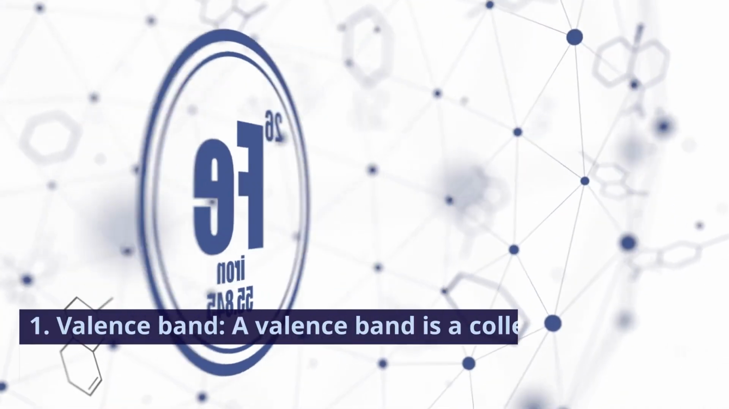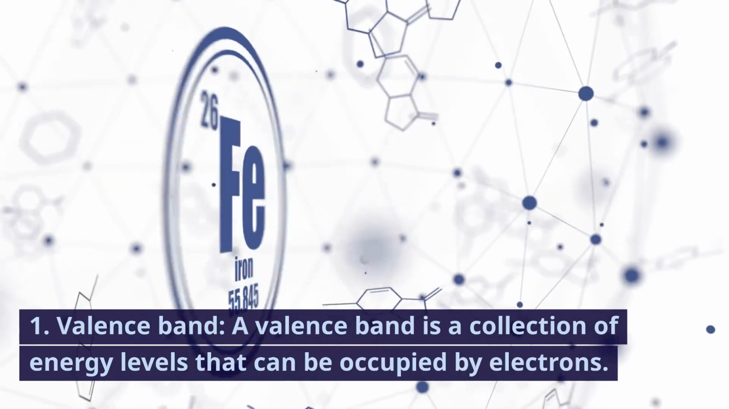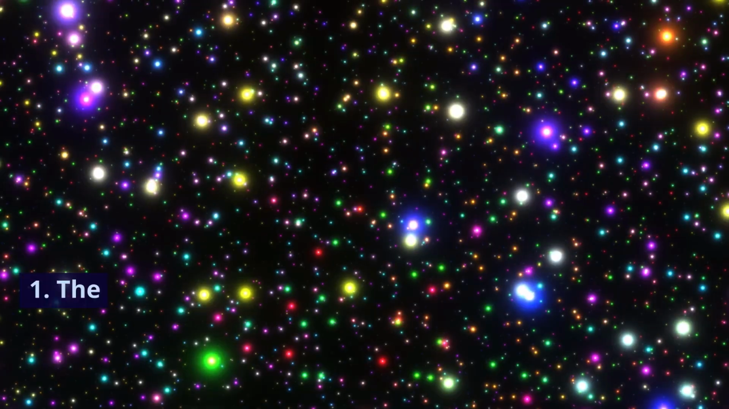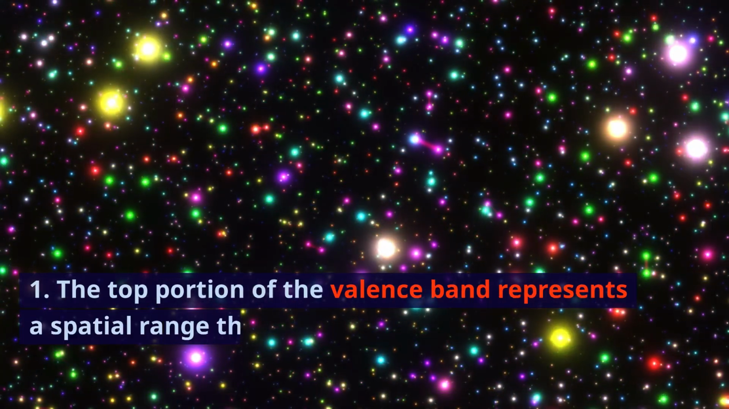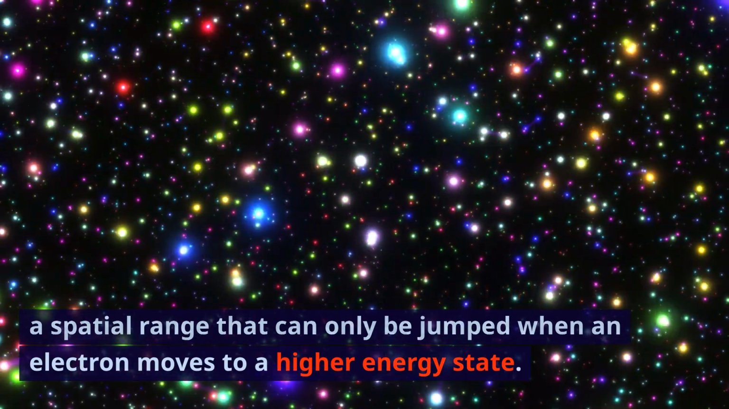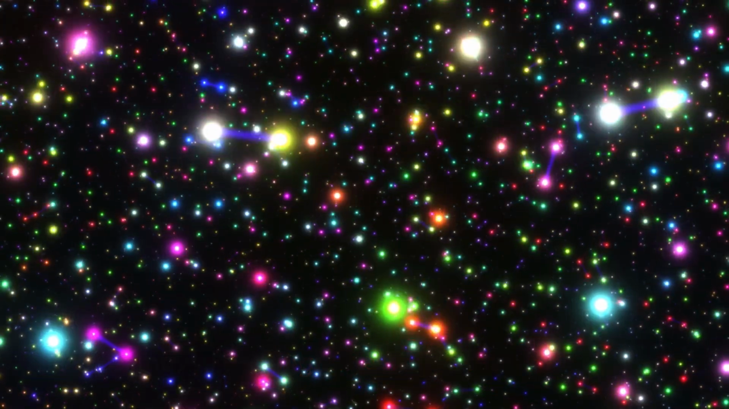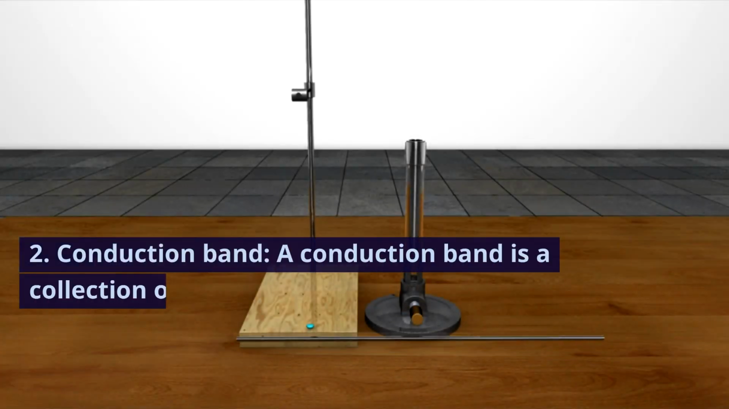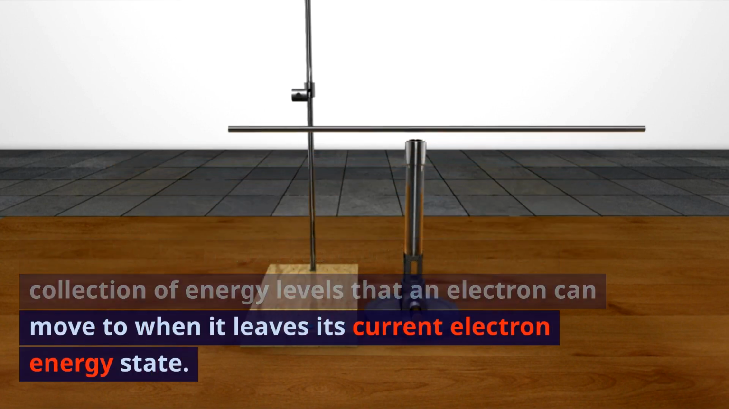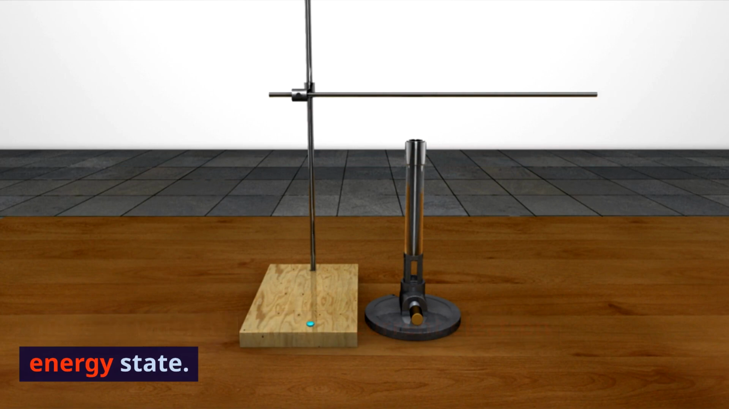1. Valence band. A valence band is a collection of energy levels that can be occupied by electrons. The top portion of the valence band represents a spatial range that can only be jumped when an electron moves to a higher energy state. 2. Conduction band. A conduction band is a collection of energy levels that an electron can move to when it leaves its current electron energy state.